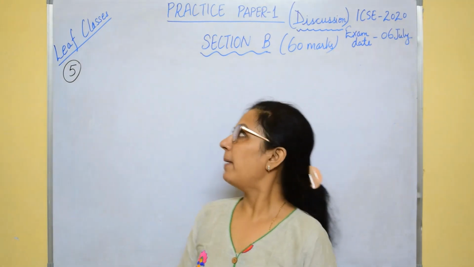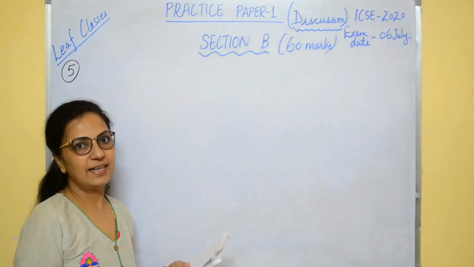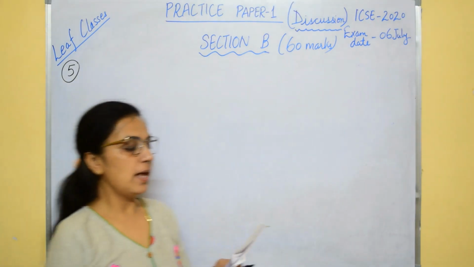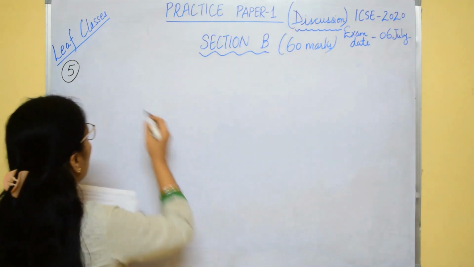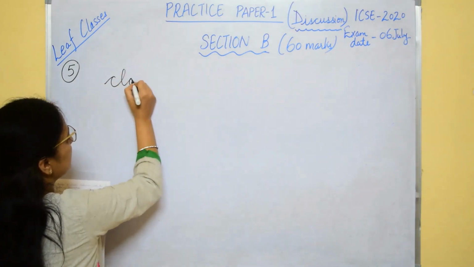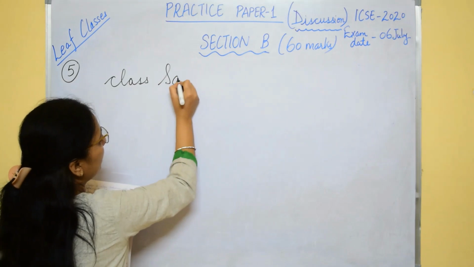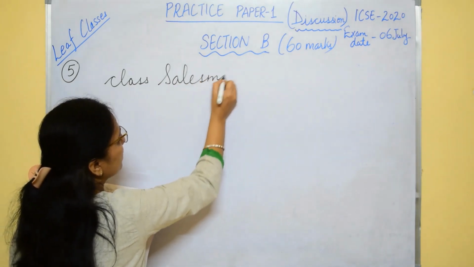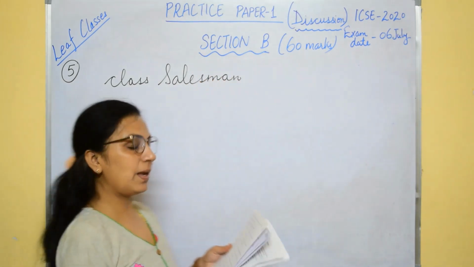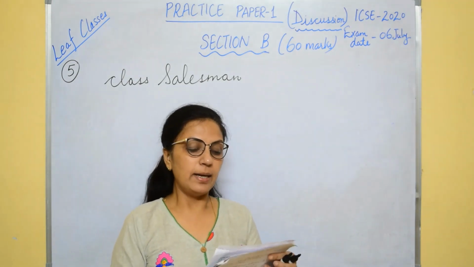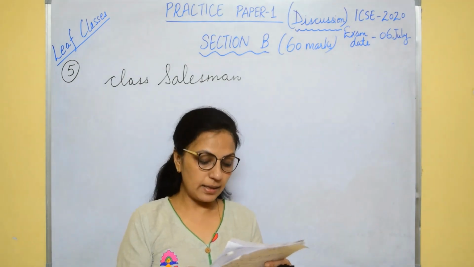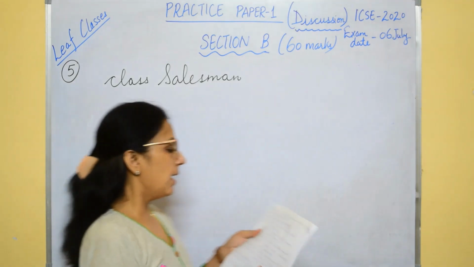Okay? We begin with question number 5. Question number 5 says, design a class salesman. So the class name is salesman. Again here, capital and small case, please pay attention to that, with the following description. Instance variables and the member methods are given.